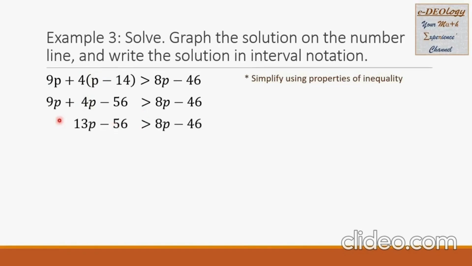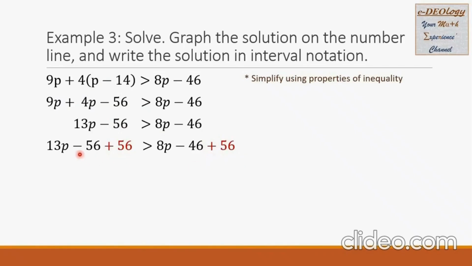Next in line is to combine the 9p plus 4p. It's now 13p. Then the negative 56 is copied here. Then all the right side is simply copied. Next, we are going to remove this negative 56 here. So I'm going to add 56 on the left side. The same value I should add on the right side.